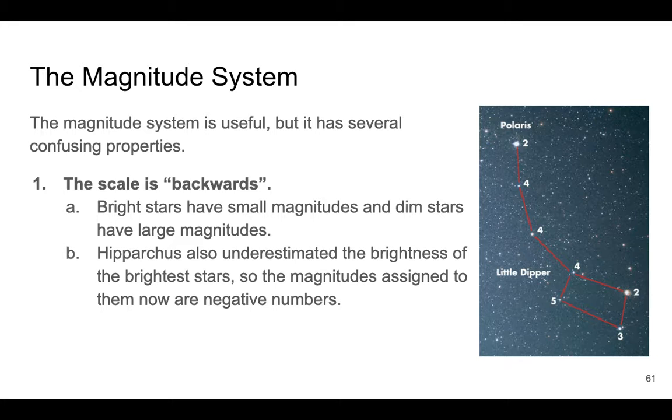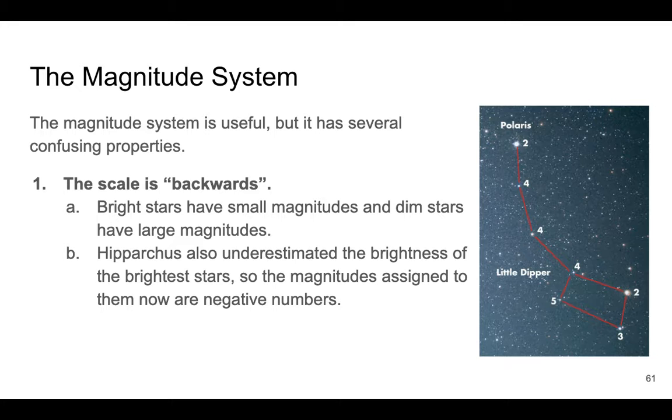First of all, the scale is basically backwards in that the bright stars have the small magnitudes and the dim stars have the large magnitudes. Oh, yeah, that seems a little bit weird. Again, the idea was that Hipparchus said, well, the brightest stars I can see, I'm going to call those magnitude 1. Those are stars of the first magnitude. And as they got dimmer, those became second magnitude, third magnitude. So, yeah, it kind of makes sense if you think of it that way.